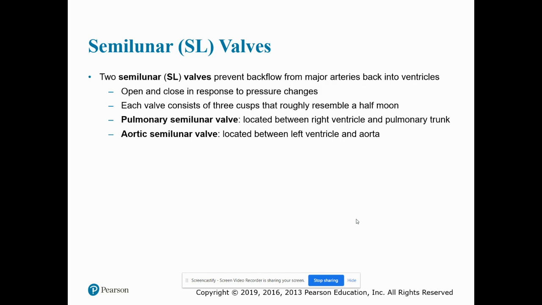Then we also have two semilunar valves, and they're going to prevent backflow from major arteries into ventricles. They're going to open and close in response to pressure changes, just like the AV valves. Each valve is going to consist of three cusps that resemble roughly a half moon. There's the pulmonary semilunar valve, which is located between the right ventricle and pulmonary trunk, and the aortic semilunar valve, which is between the left ventricle and the aorta.